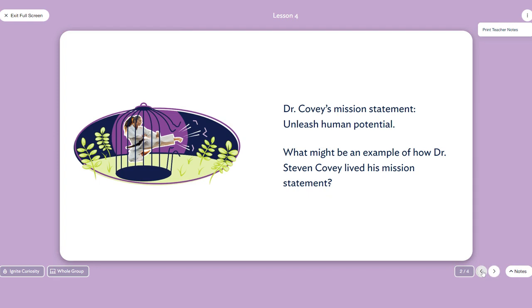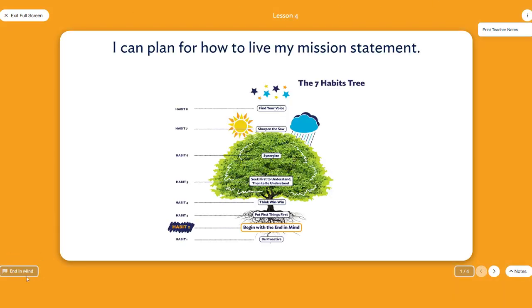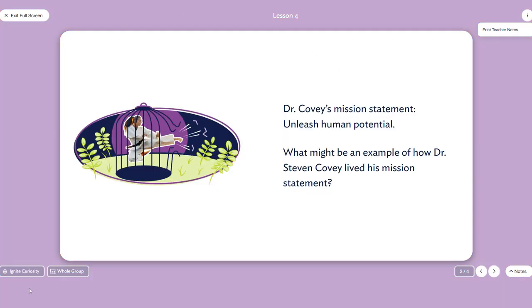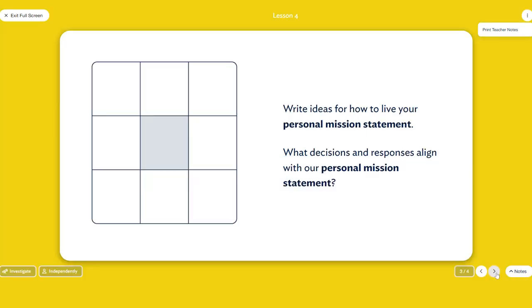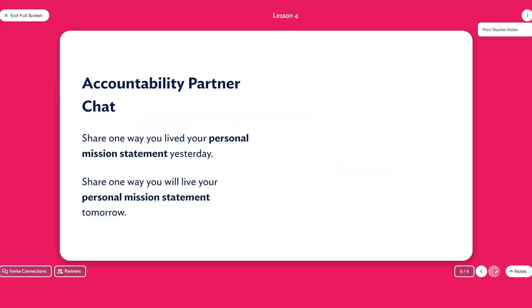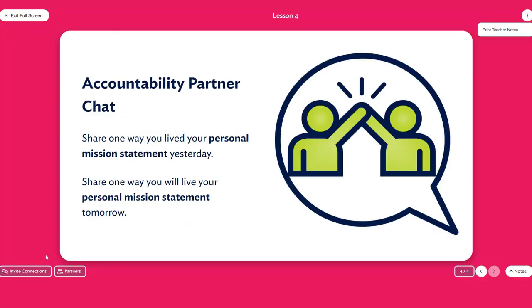Next, at the bottom left, if you'd like to know what portion of the lesson you're in, there's a little icon: end in mind, or the learning target. The next part is the main activity, and next to Ignite Curiosity, it's telling you that this is a whole group activity. I believe it also gives you some notes there on how to do that. There's the lotus diagram for this lesson, and then the last slide where you're going to do connections, and in this example, it's a partner activity.